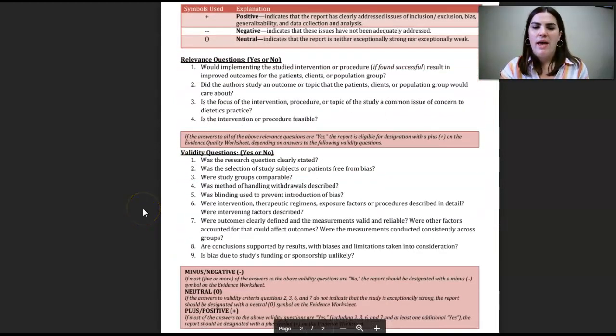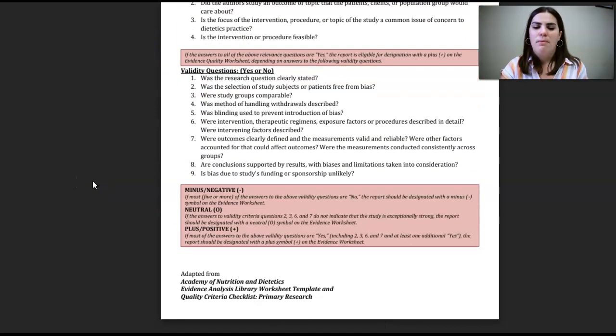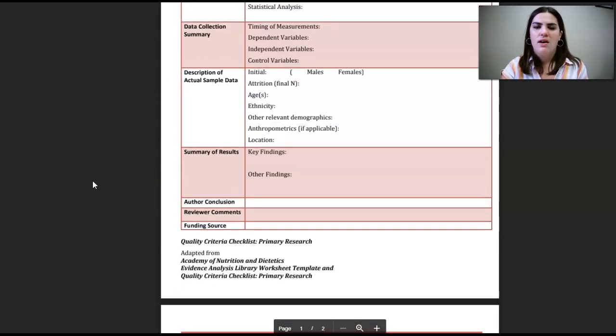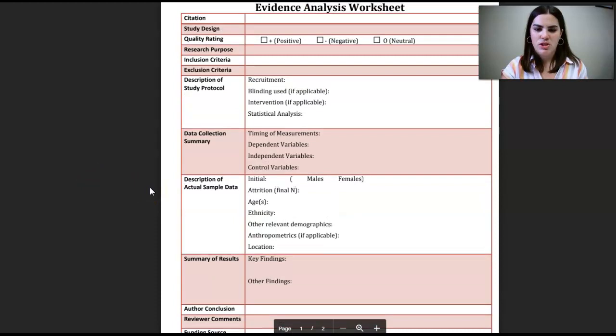So we will look at the second page a little bit later in the semester. But basically what you're going to be doing is answering these relevance and validity questions based on what you fill out on the first page. So you're not going to have to score this first article or in this first assignment, but it would be really good practice for you to answer those questions that are on the second page.